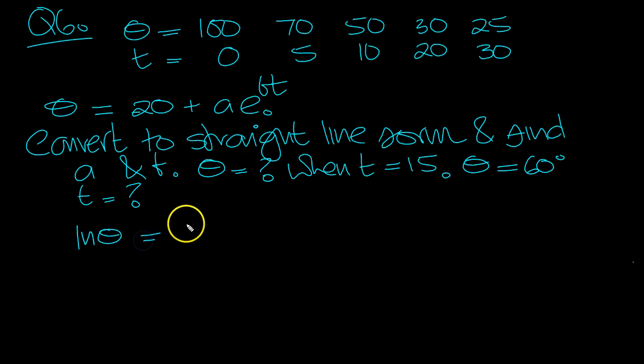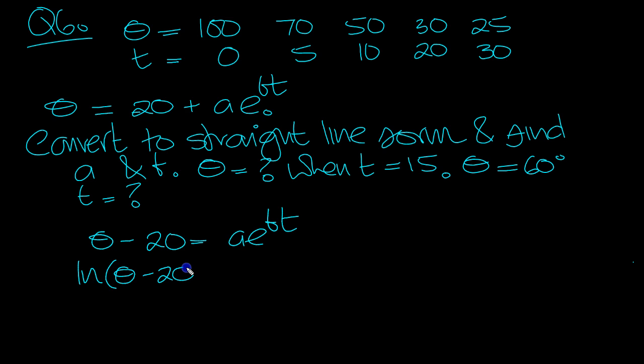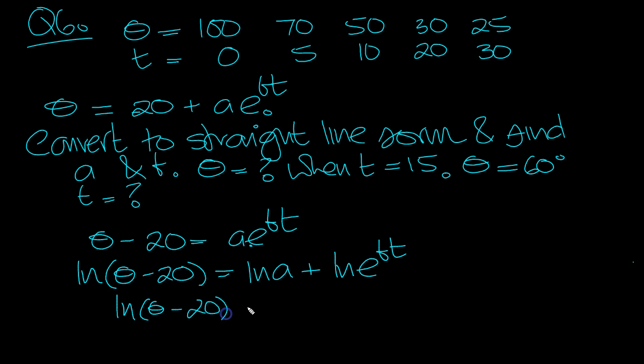ln theta, then. We need theta minus 20 first of all, don't we? Before we take logs. So theta minus 20 is equal to ae to the bt. That's better. Now take natural logs. Log of theta minus 20 is log of this times, you add, so it's log a plus log of e to the bt.